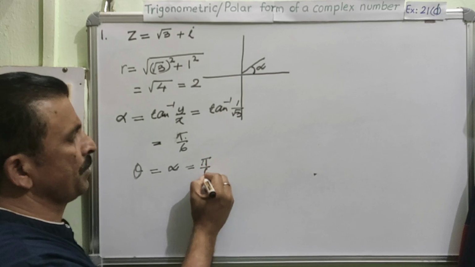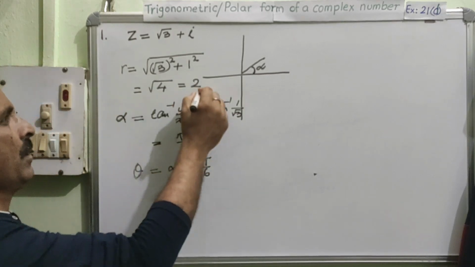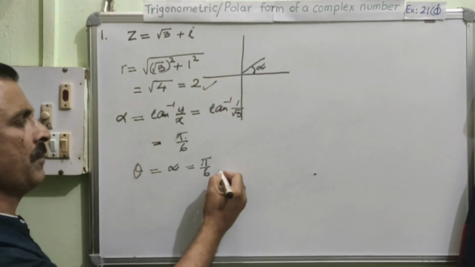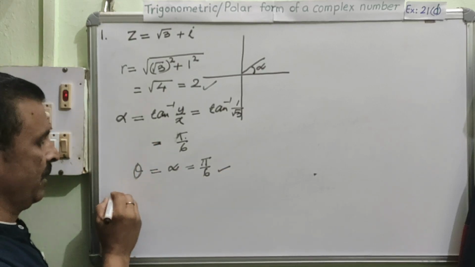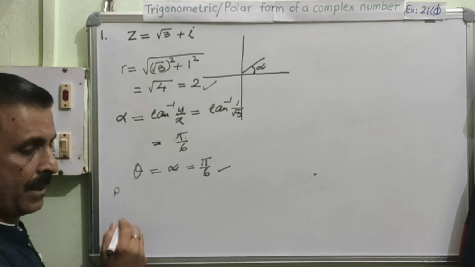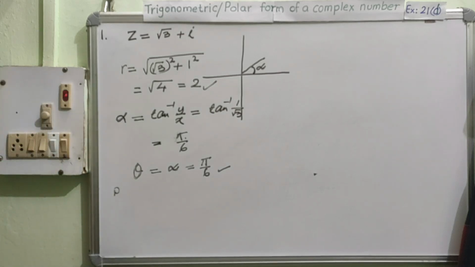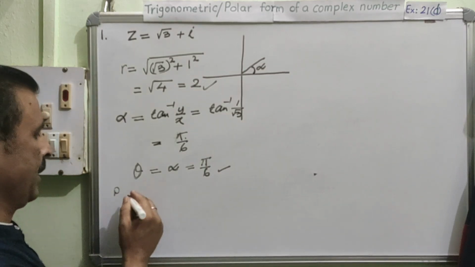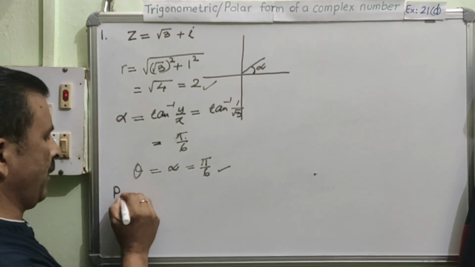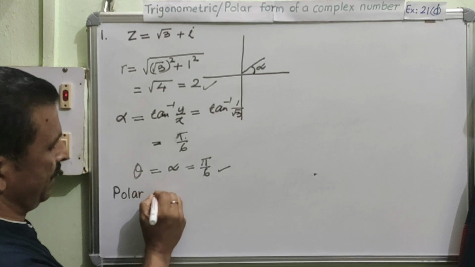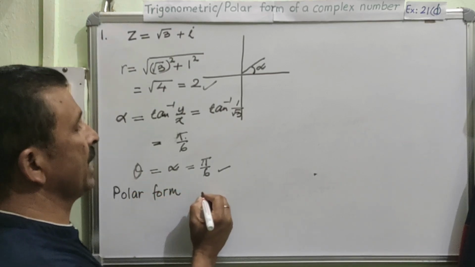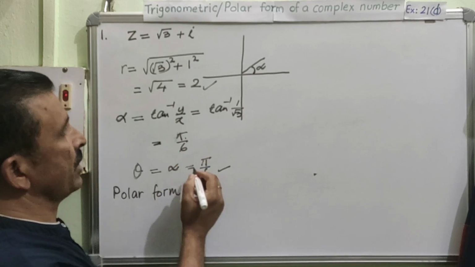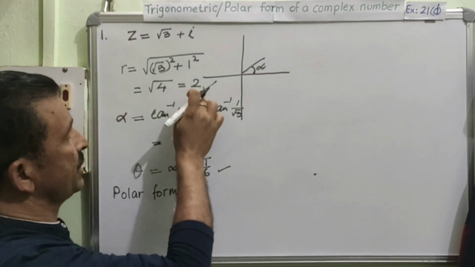Now finally we got the modulus, we got the amplitude, we can write the polar form of the complex number. So the polar form of the complex number can be given as, the formula is r cos theta plus i r sin theta. r is how much? 2.